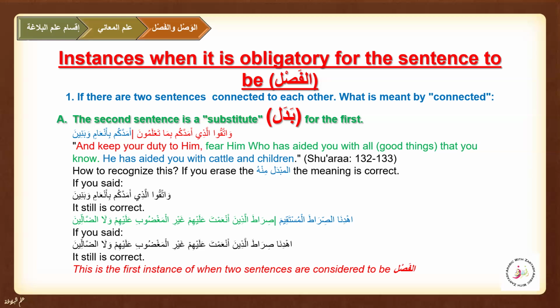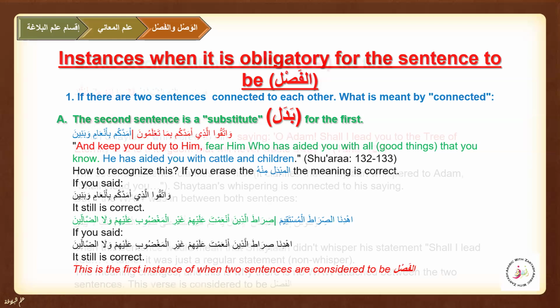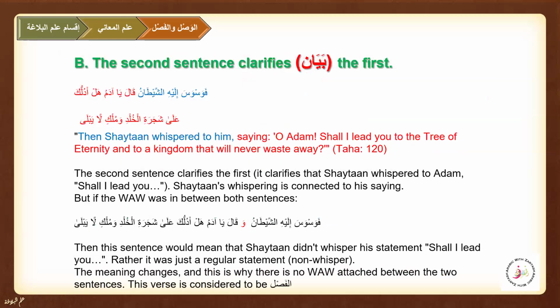So we are learning about the instances when it is obligatory for a sentence to be connected without a harf of atf, which means there is no waw between the sentences. So this is the first one, the A that we learned: the second sentence is the substitute or badal for the first one. Now let's see the second one, that is B. The second sentence clarifies, or that is the bayan for the first one. So this one is the second one.